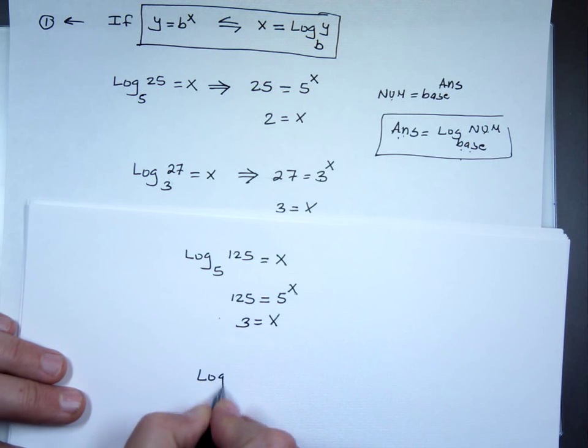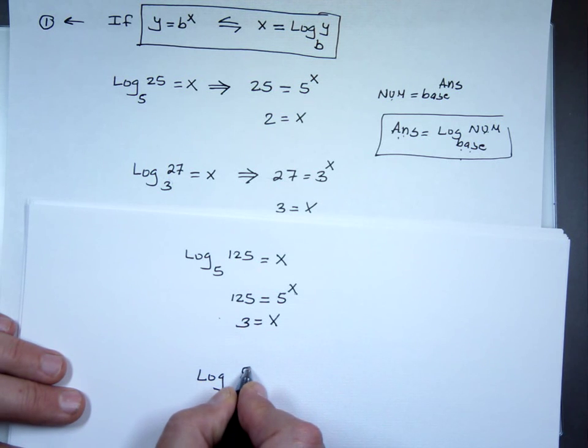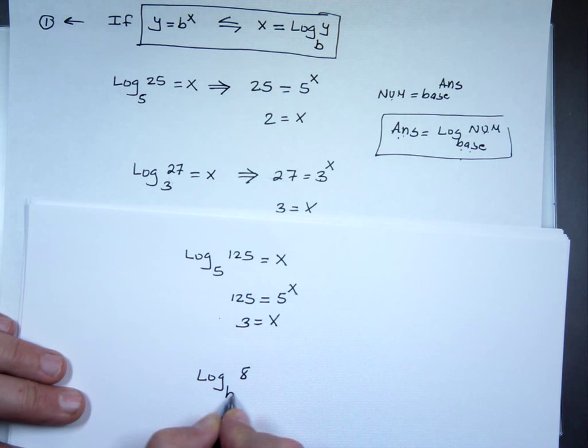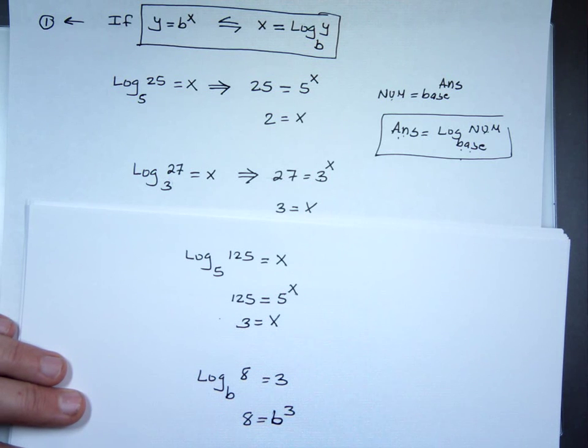Log 8 base b equals 3. Again, use that rule. The number equals the base to the power of 3. B is the base. That's a B. It looks like a 6 there. What's the base then? Base has to be 2.